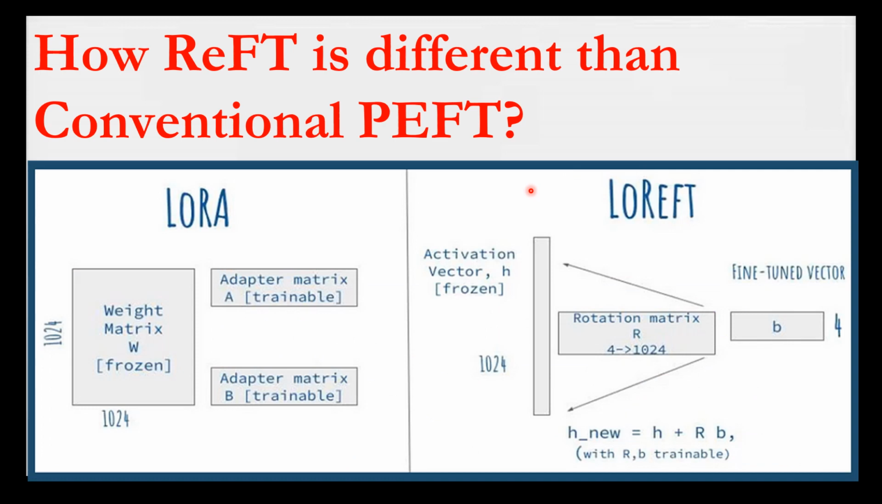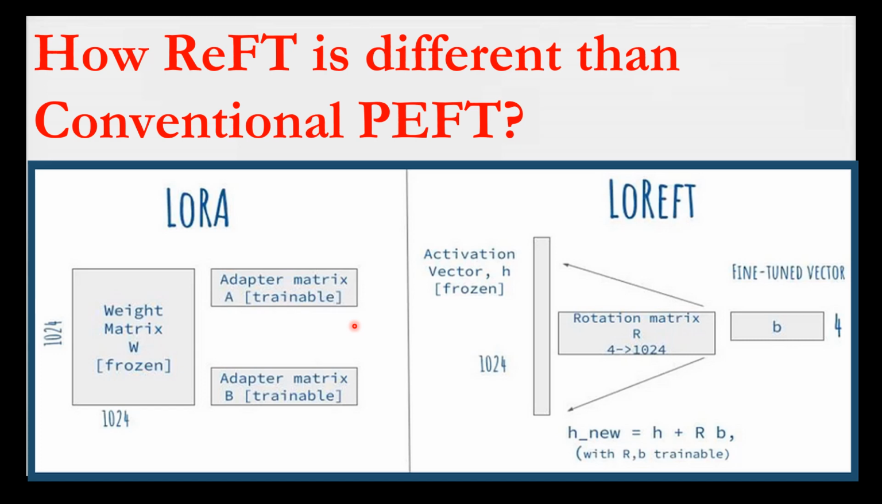Now the question arises: how is this representation fine tuning different from conventional parameter efficient fine tuning? So to answer this, we know that representation fine tuning is a different approach compared to parameter efficient fine tuning methods like LoRA, because instead of modifying the weights of the whole model or updating just a small portion of its weights, this representation fine tuning adds extra modules, which are called intervention modules, during the training process.